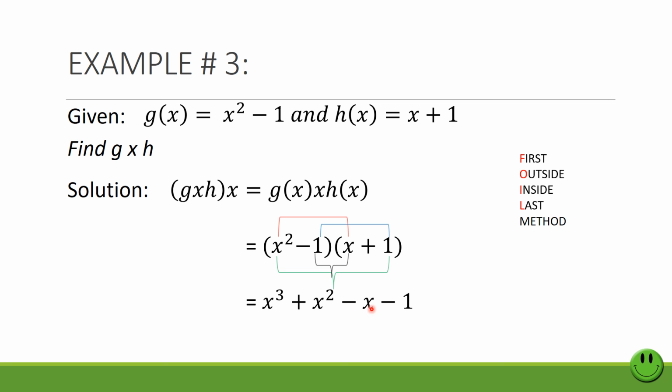And finally, let's multiply the last terms. So the last terms are negative 1 and positive 1. So negative 1 times positive 1 would give us negative 1. So our final answer is x cubed plus x squared minus x minus 1. Final answer in the sense that this is already in the simplest form.